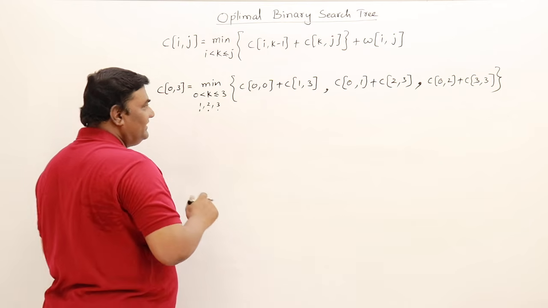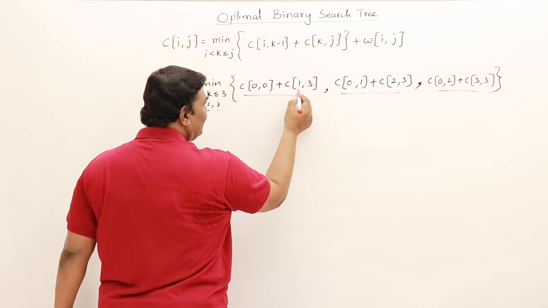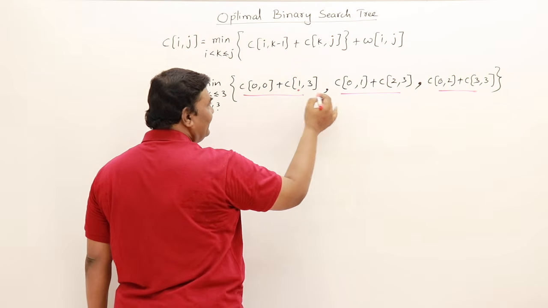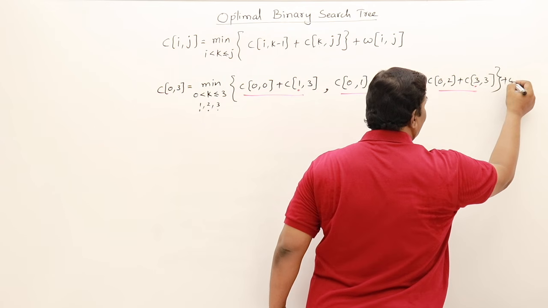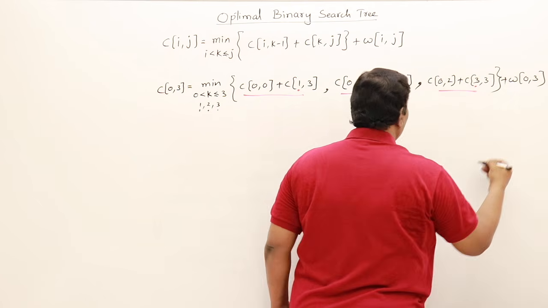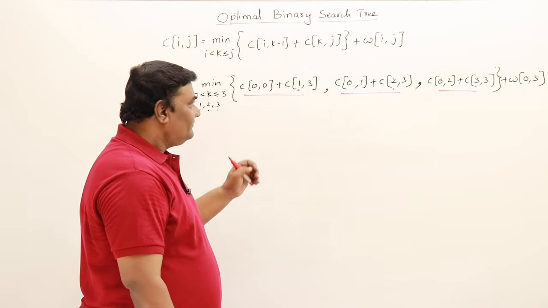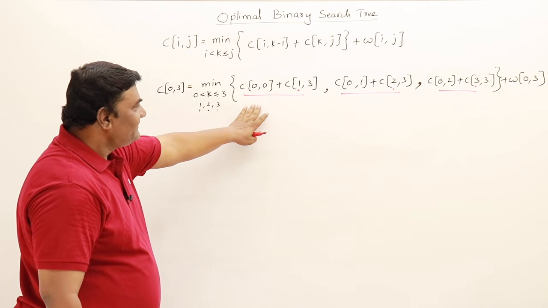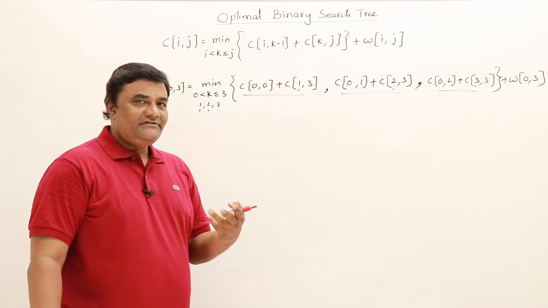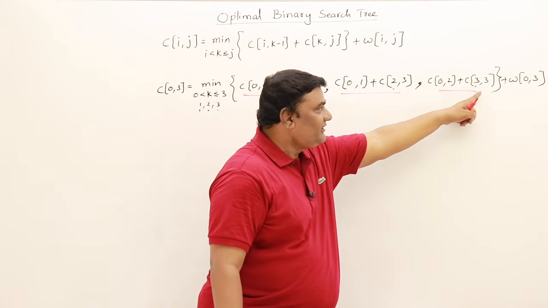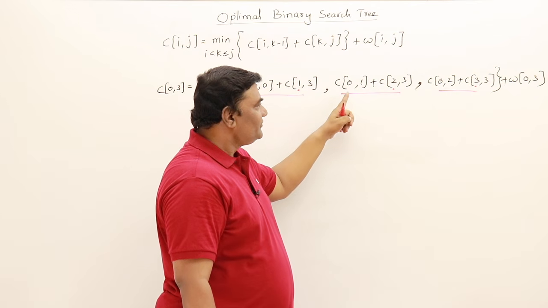K values can be 1, 2, 3. This is for 1, this is for 2, this is for 3. So here you can see the k value, right? This term is k minus 1 actually. Then at last, we have to take w of 0 to 3. Whatever minimum you get, we add that weight of 0 to 3. Now, c of 0 comma 0, that is cost of 0 comma 0, will be nothing, that will be 0 only. Similarly, c of 3 comma 3 will be 0 only. But what about the others? I should know this value, this one, and this one.